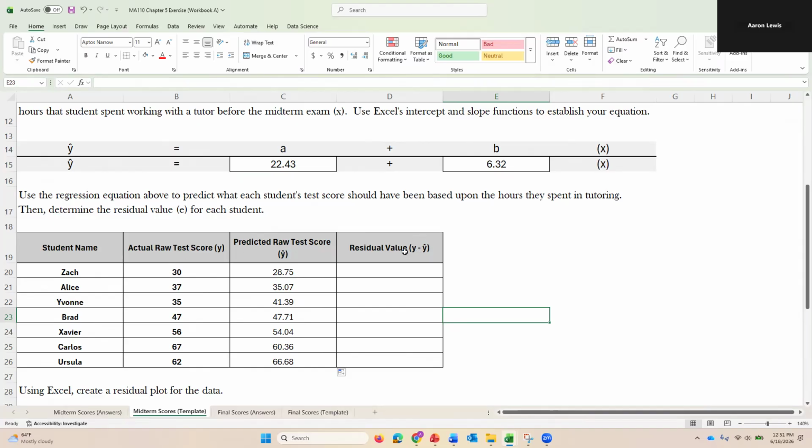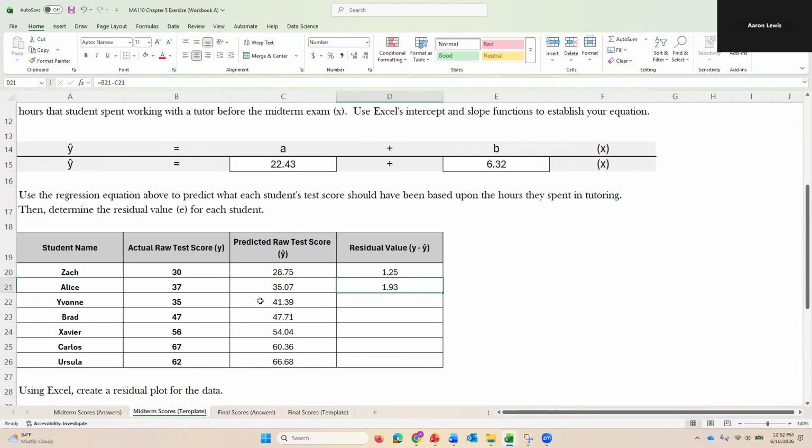And the residual's value is y minus y hat for each student. So for Zach, he got a 30. Let's subtract from that his y hat, his predicted test score of 28.75. And Zach exceeded our formula's expectations by 1.25 points. For Alice, she got a 37. This regression equation predicted that she'd get a 35.07. Alice exceeded expectations by 1.93 points.